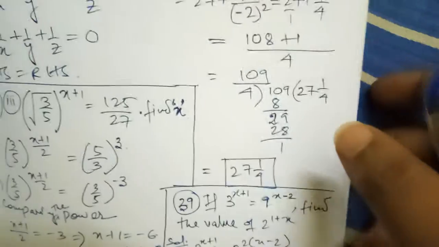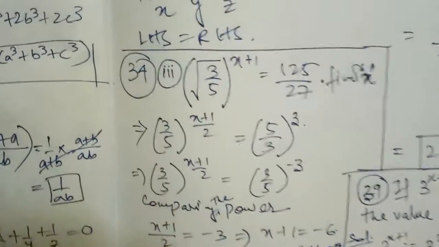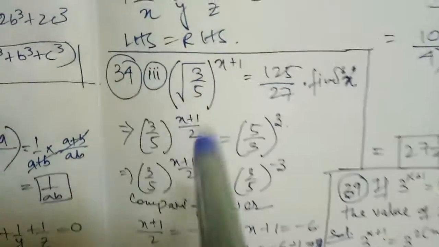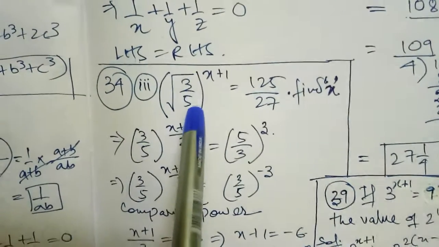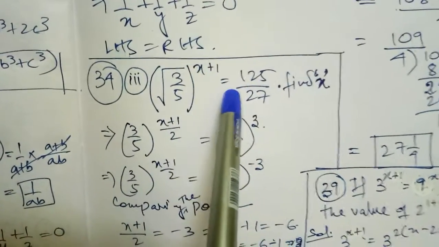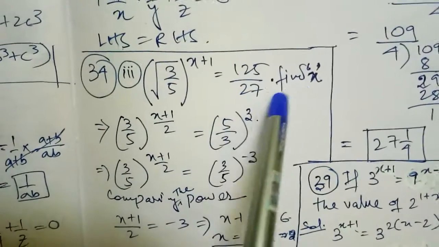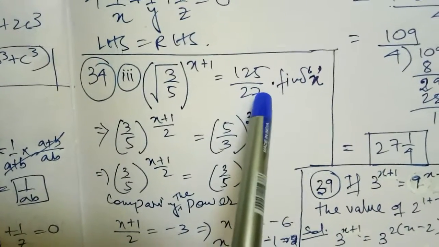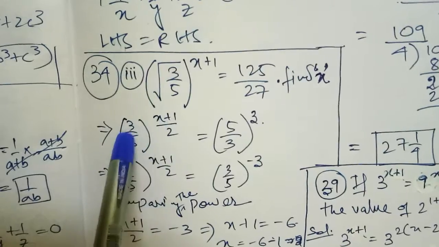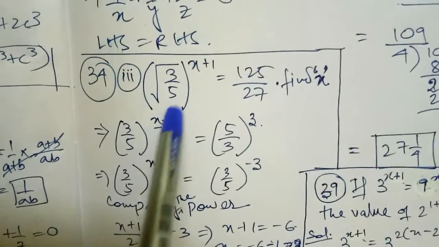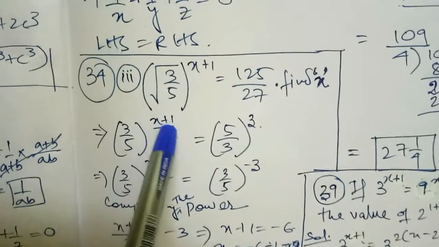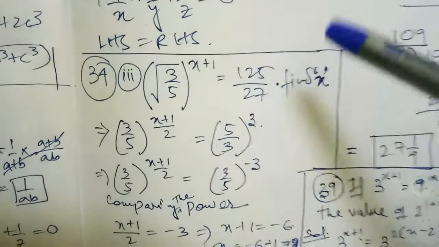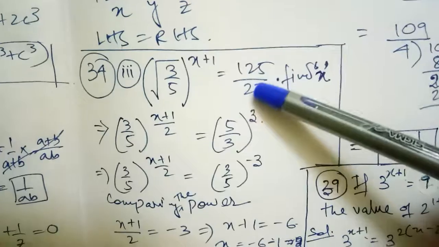Okay, next question 34 Roman 3. That is given, see, in bracket root over 3 by 5 to the power x plus 1 equals to 125 by 27. Find the value of x. It is told to find the value of x. The same thing we know, the value of root is half. If I multiply 1 by x by half into half, that is coming x plus 1 by 2. And the same thing also, it is 5 cube and this is 3 cube.